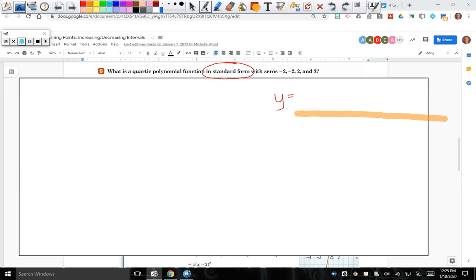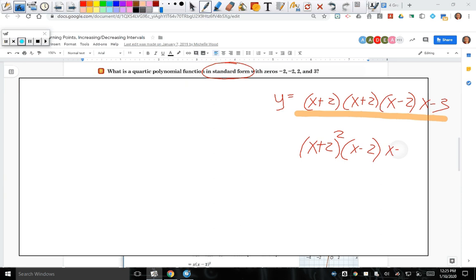Let's build the first one. What is it? X plus 2. What's the second one? X plus 2. What's the next one? X minus 2. And x minus 3. How many of you, be honest, raise your hand, would have actually written what we just said like this? Good. That's the way you should write it. Because this is going to tell you when it what? When it bounces, right?